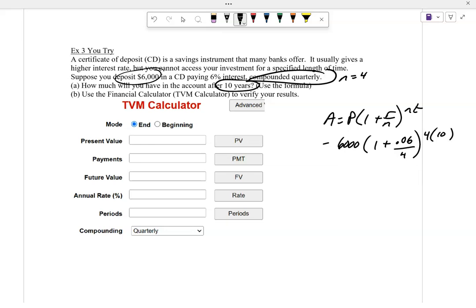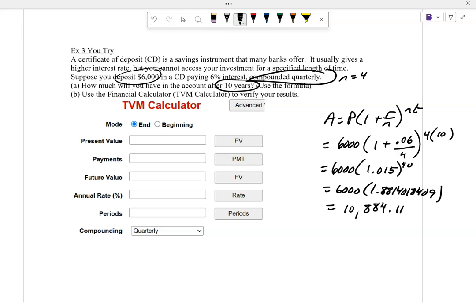Okay. So I punch this in. So I got 6,000. I've got 0.06 divided by 4 is 0.015. So plus the 1, 1.015. The 40th. So the 6,000 times 1.8814018409. Multiply that by 6,000. I should end up with 10,884.11. That's how much I'll have at the end of 10 years in this CD.